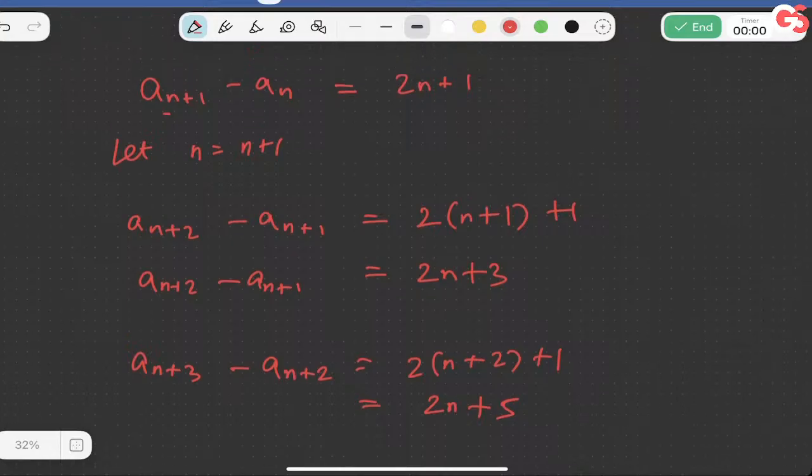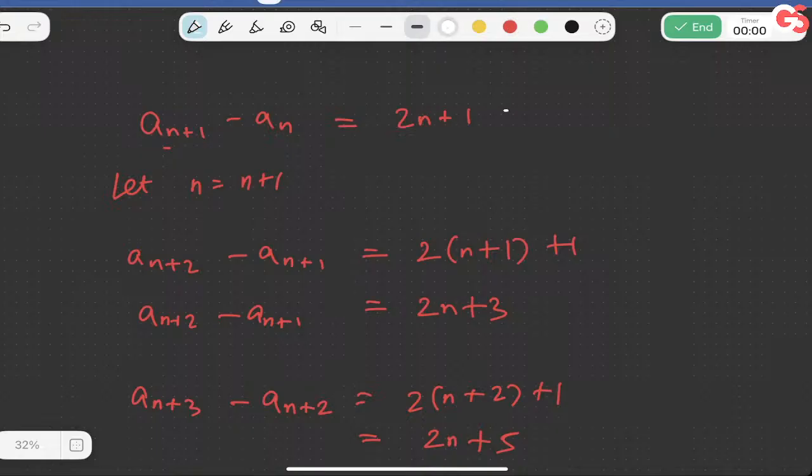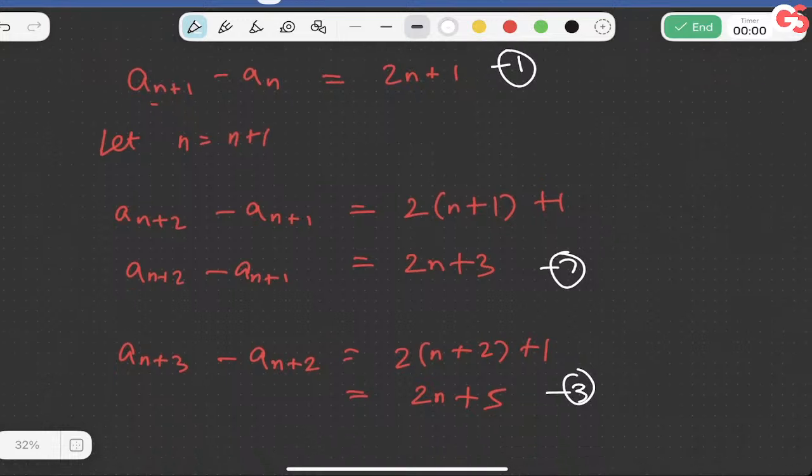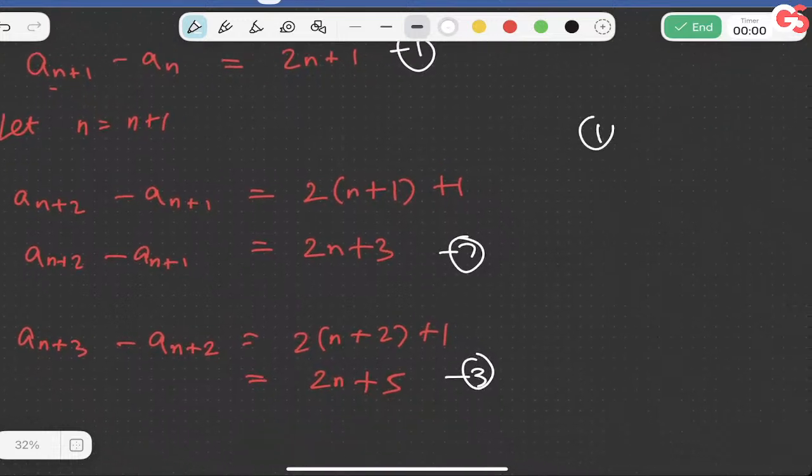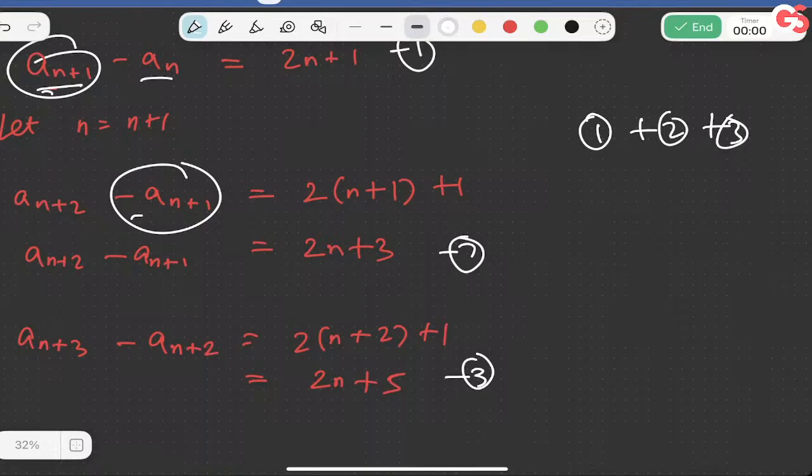So मैं एक pattern दिखाता हूँ. If this is the first equation, this is the second equation, this is the third equation. Now, if I add 1, 2, and 3, what exactly happens? If I add 1, 2, and 3, a(n+1), यहाँ minus a(n) है, ये minus ये और ये cancel out हो जाएंगे, बचेगा सिर्फ ये और ये.